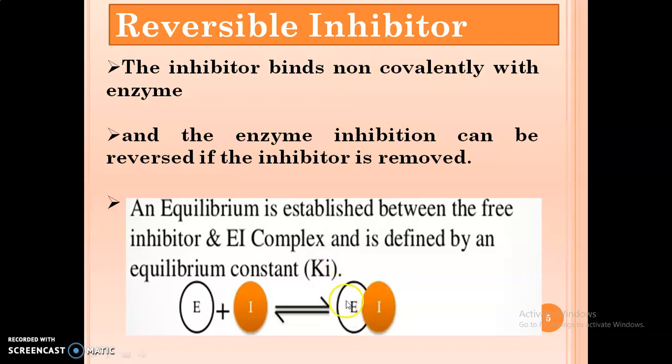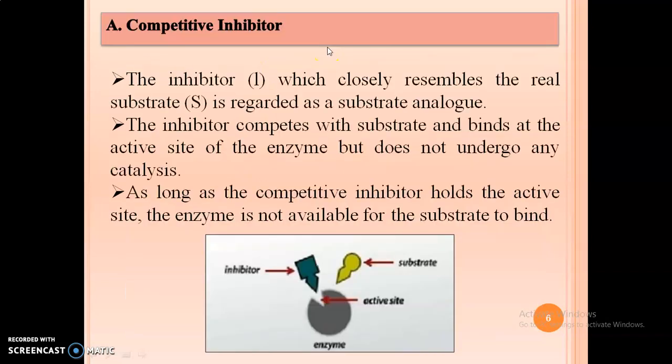So this loose bond can be broken down easily to give you enzyme and inhibitor, that is, it can be reversed, and hence it is known as a reversible inhibitor. Now, for reversible inhibitors, the reactions can be reversed, and the complex of enzyme and inhibitor can be broken down to give you enzyme and inhibitor. They are of 2 types: competitive inhibitors and non-competitive inhibitors.